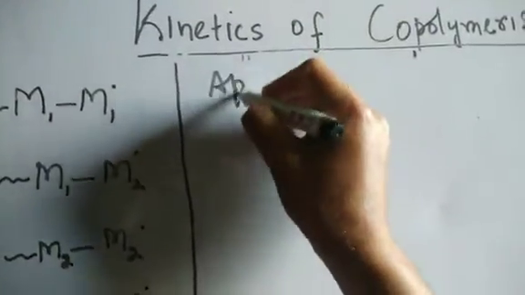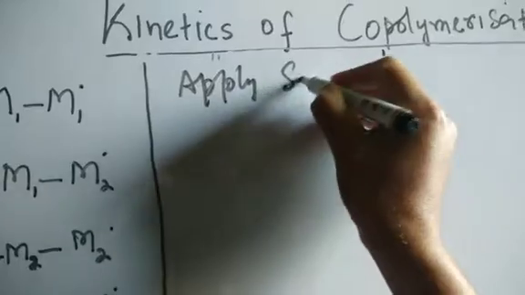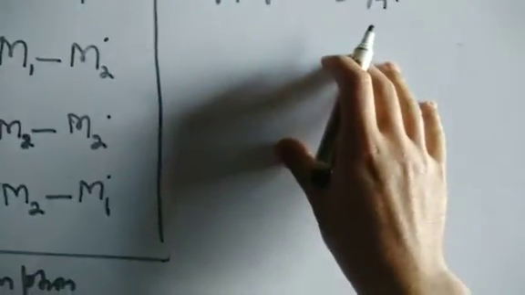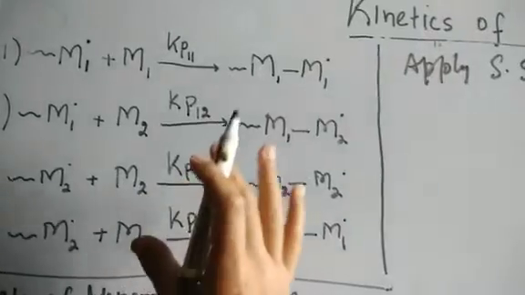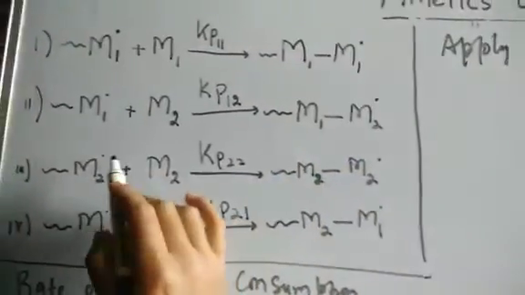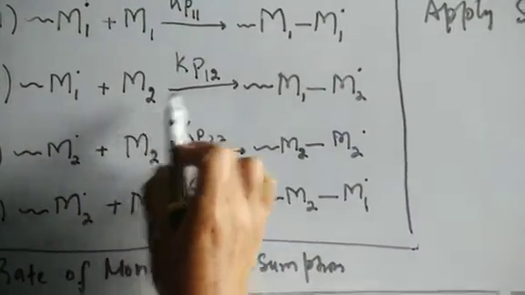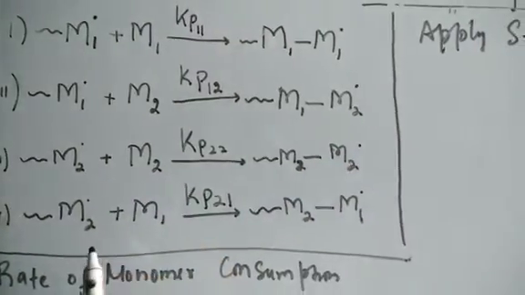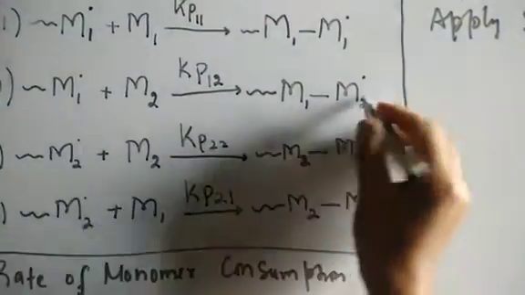Apply steady state approximation. When we apply the steady state approximation, now we can write that. As I said earlier, we will apply the steady state approximation to the two steps where we have copolymer formation. For example, here it forms M1 M2, it's a copolymer, and this forms a copolymer. So we'll apply to this step.